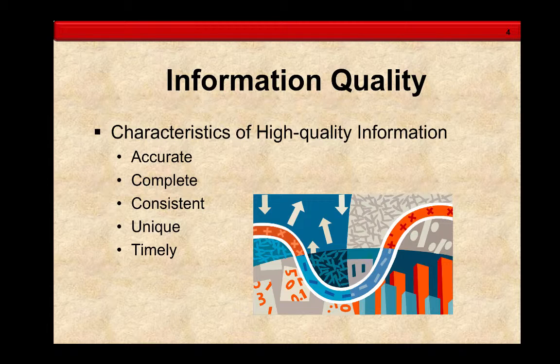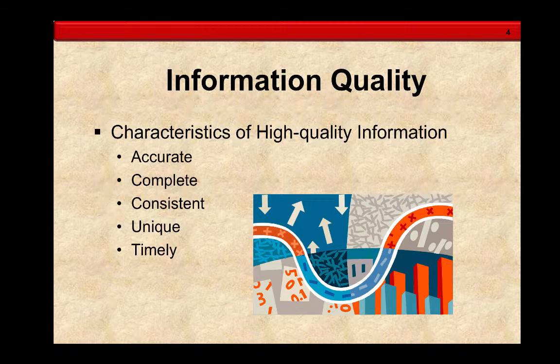Information quality, the characteristics of high quality information. As you can see there's accurate, complete, consistent, unique, and timely. So we have to make sure that every information that we receive has the ability to help us do our business. So the information, as far as the accuracy, it has to have the correct dollar amount. It can't be off by a couple cents. It can't be off by a couple million. It has to be accurate, on demand at that very point in time when you need it.